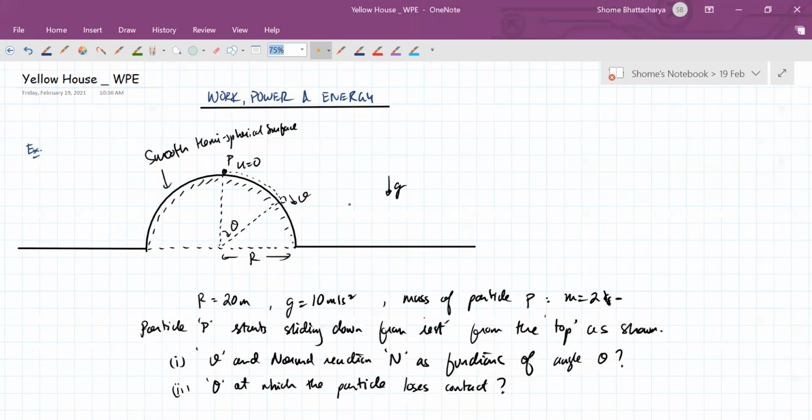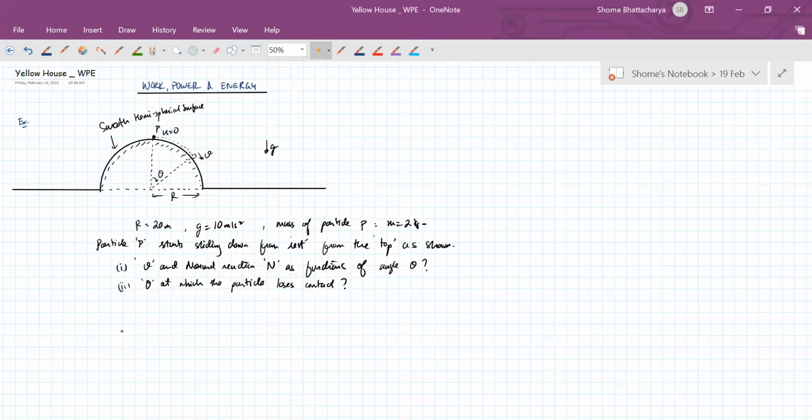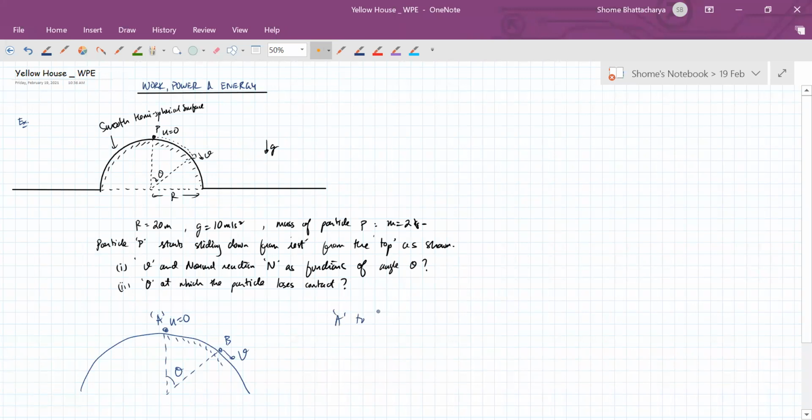Okay, so anybody got the first part? I'll just give you a hint of what you have to do for the first part. As the particle starts from here, let's say this point is A, with initial speed 0. By the time it comes to this point B, its speed has become V. This angle is theta. So from A to B, first apply the work energy theorem.